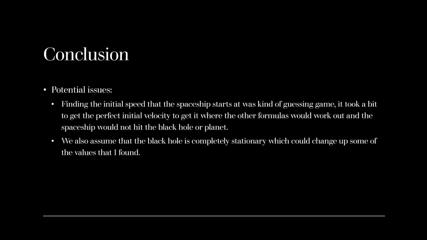So in conclusion, there could have been a few potential issues. Number one, finding the initial speed that the spaceship starts at was kind of a guessing game. It took a bit to get the perfect initial velocity, to get where the other formulas would work out and the spaceship would not hit the black hole or planet. And then we're also assuming that the black hole is completely stationary, which could change up some of the values that I found if it were affected by some of the gravity of the planet or the rocket.